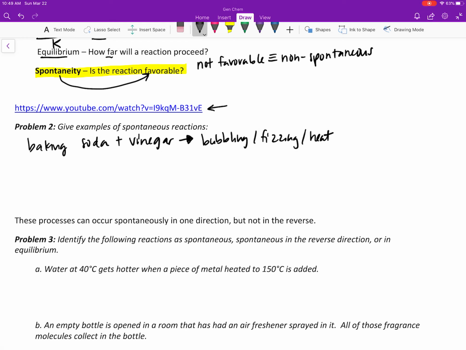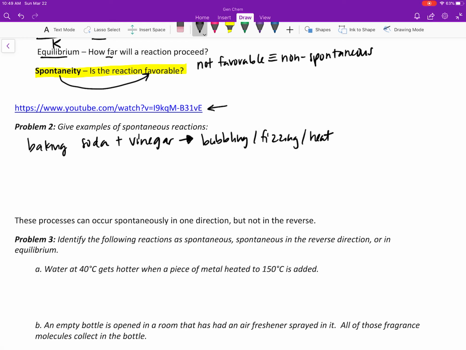The thing about these processes is that when we say they're spontaneous, they're only spontaneous in one direction, not in the reverse. When I mix baking soda and vinegar, that is spontaneous, but it's not true in the opposite direction. I can't mix the products that were formed as reactants and produce baking soda and vinegar back. So the reverse process would be considered non-spontaneous.